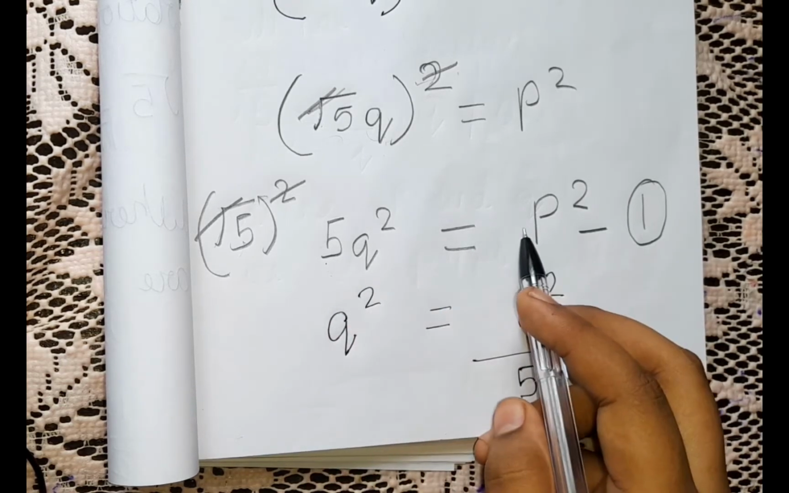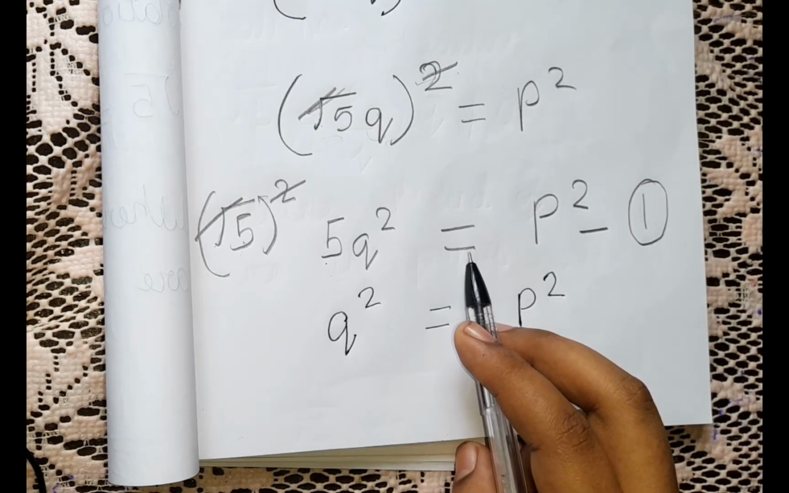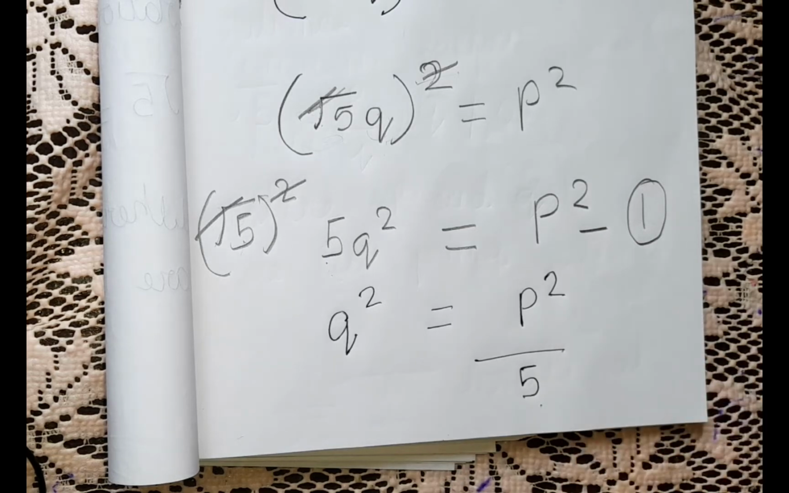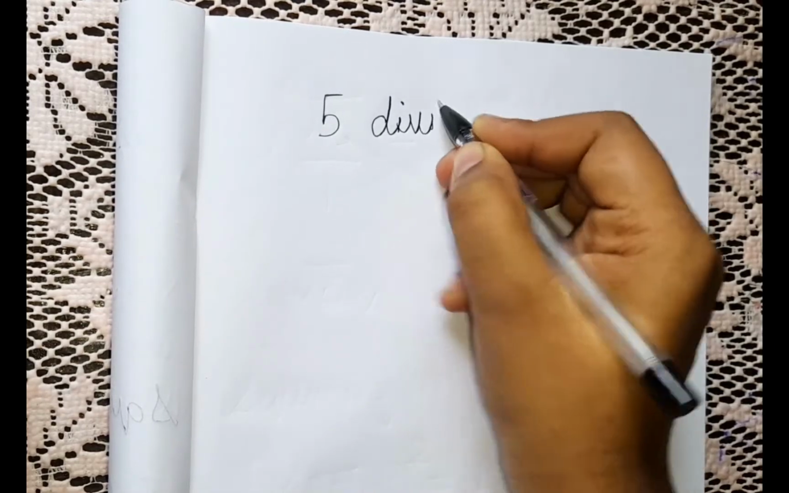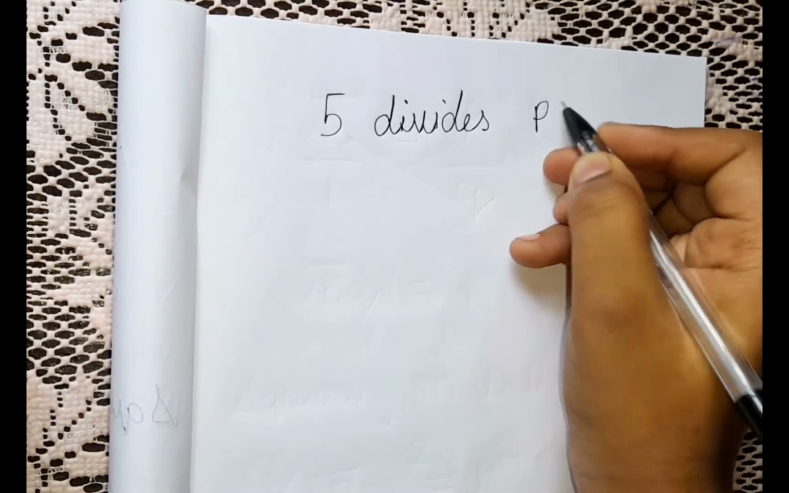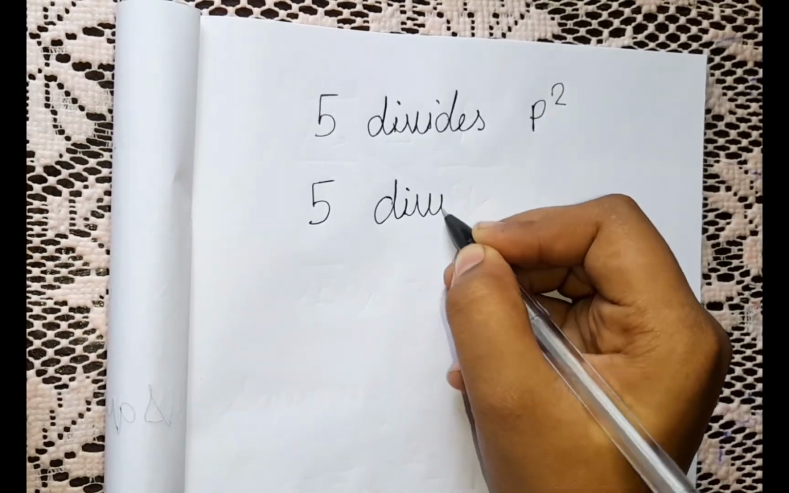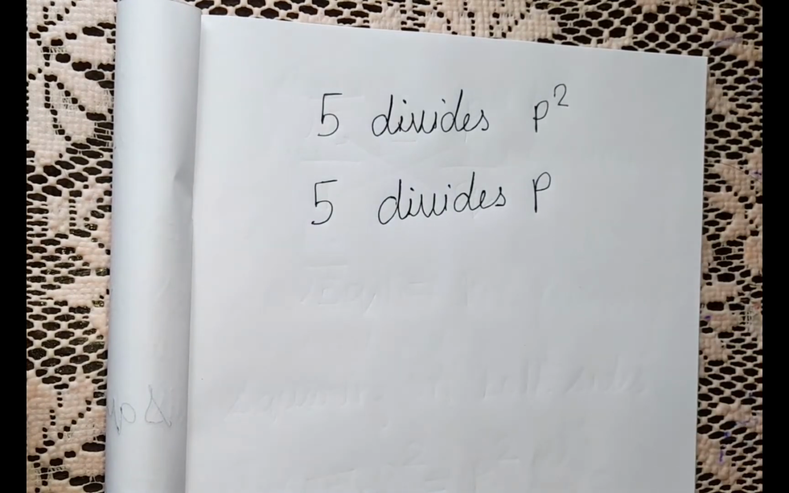When it crosses this bridge, that is equal to, then it becomes division. That's why it is division right over here. Now let's write 5 divides p square, and we shall write 5 divides p. We are writing p, that's because here we took a rational number.